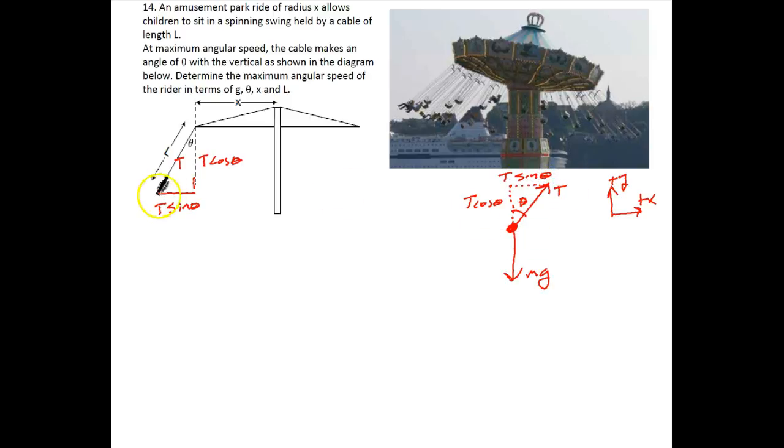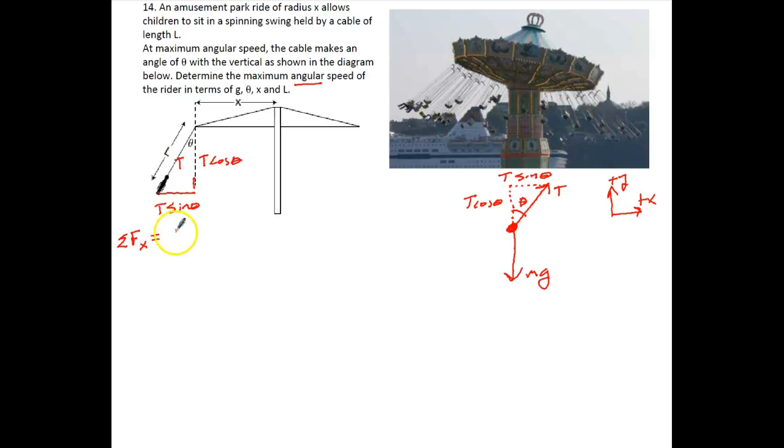Either way you want to draw this is absolutely fine. If you want to put your mg down here, you could. There's our T's, and you'll see the same thing. They want us to figure out what is the maximum angular speed. To do that, we're going to do the sum of the forces, starting with the sum of the forces in the x direction.